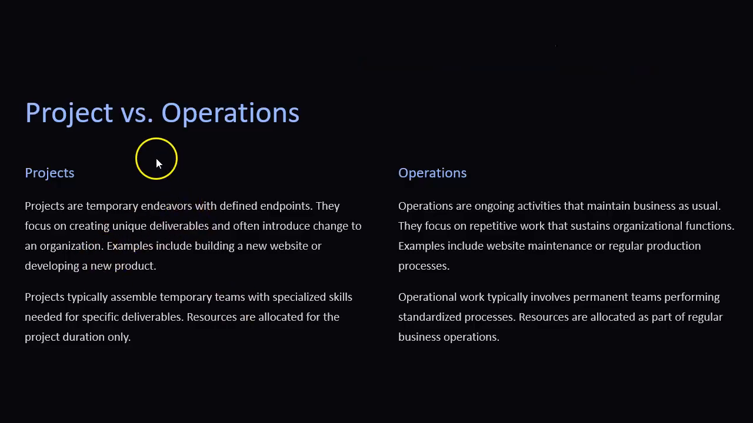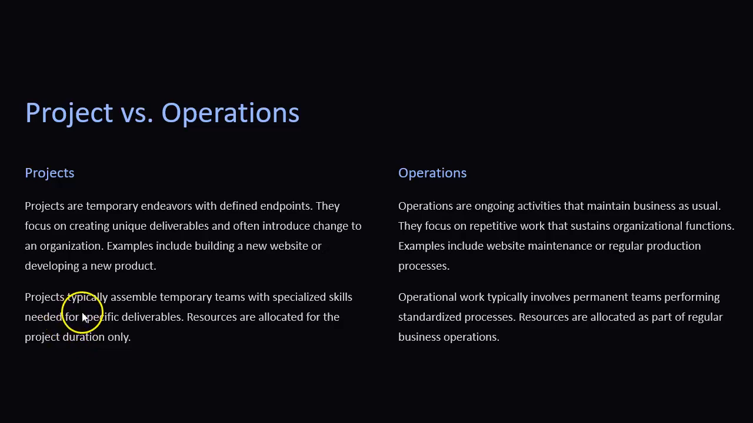Now we will explain projects versus operations. It's very easy: projects are temporary endeavors with definite endpoints. They focus on creating unique deliverables and often introduce change to the organization. Examples include building a new website or developing a new product. Whereas operations are ongoing activities that maintain business as usual. They focus on repetitive work that sustains organizational functions. Examples include website maintenance or a regular production process.